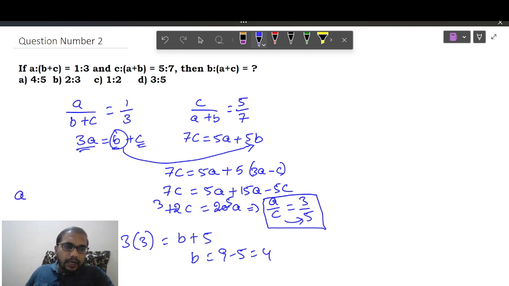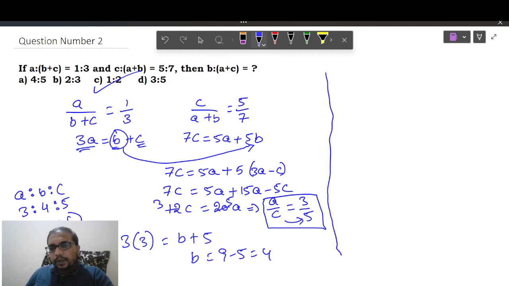That means the ratio of A, B, C: A value 3 parts, B value 4 parts, C value how many parts? 5 parts. But what they are asking is B is to A plus C. What is the B value here? 4. A plus C is how much? 8. The ratio is how much? 1:2. That means your answer is 1:2.